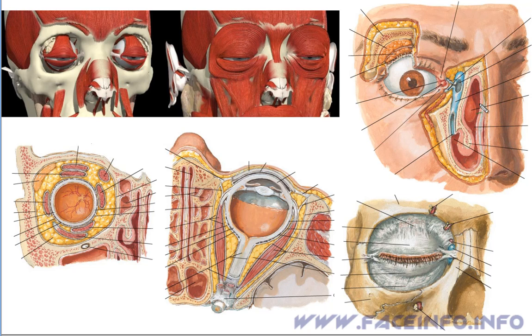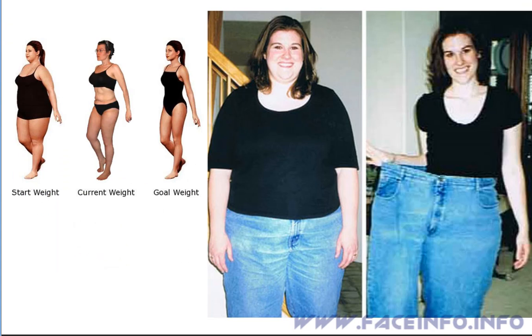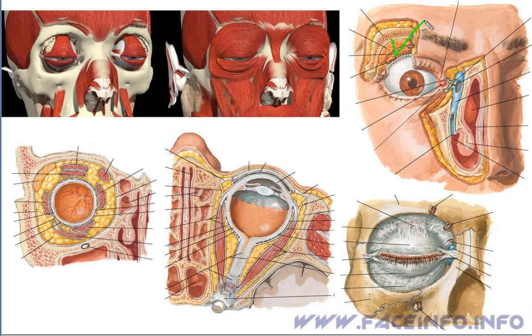Vice versa, a thick layer of fat tissue in this area of a heavyweight person can visually suppress the eyes. So, if a face is fat, the eyes seem smaller. This is the lacrimal gland.